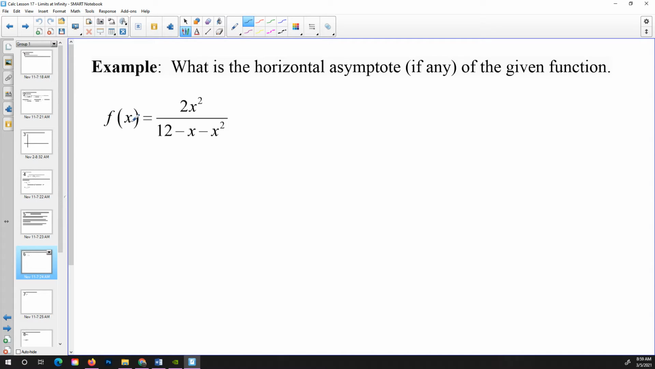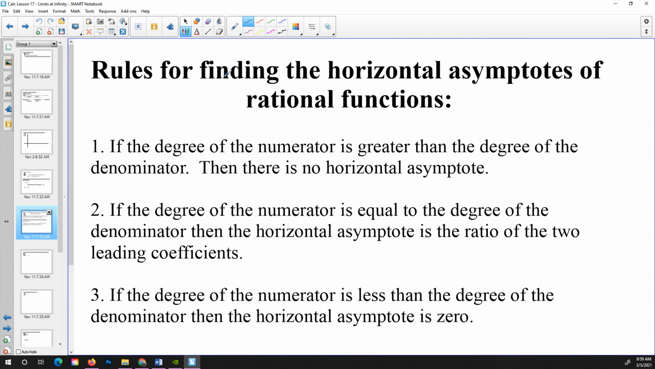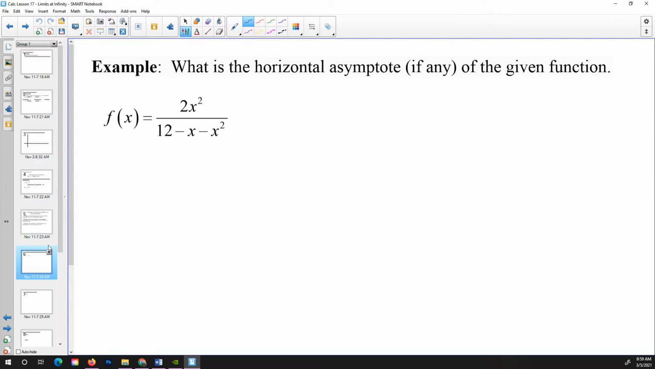And so we have a function here. It is 2x squared over 12 minus x squared. Well, these rules for finding the asymptotes of rational functions tell us that we should compare the degree of the numerator and the degree of the denominator. So here, the degree is 2, and here the degree is also 2 because the highest exponent is 2 for both of those.